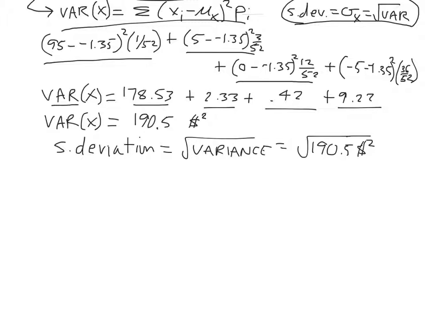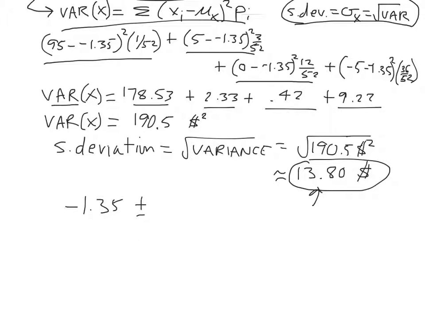Once I do that, I end up getting about $13.80, and the squaring is gone from the unit. So what does this actually mean in terms of the game? Analyzing the game, it means that a typical prize is usually $13.80 away from the expected value. So negative $1.35 plus or minus that $13.80 would give you a typical prize range for the game.